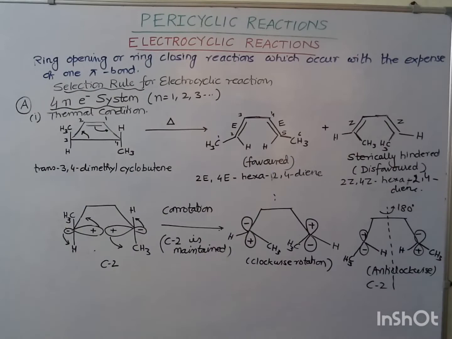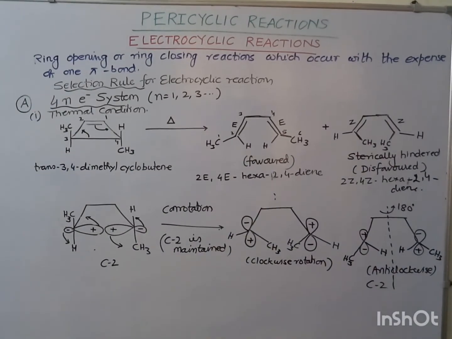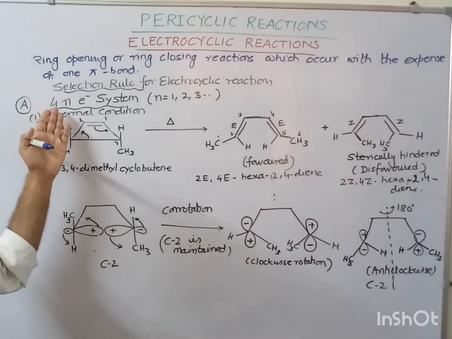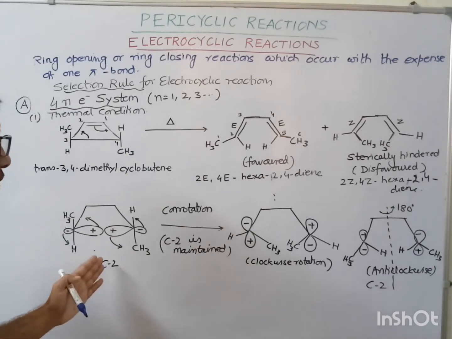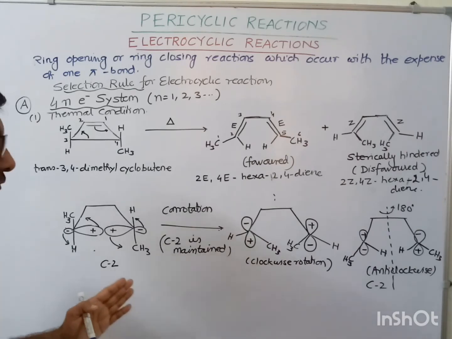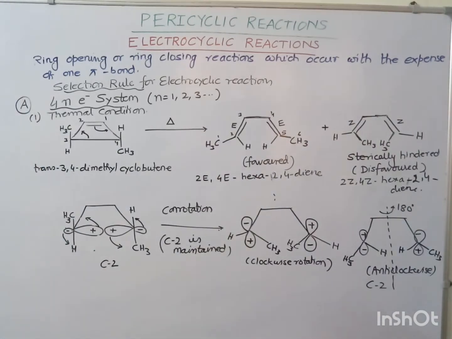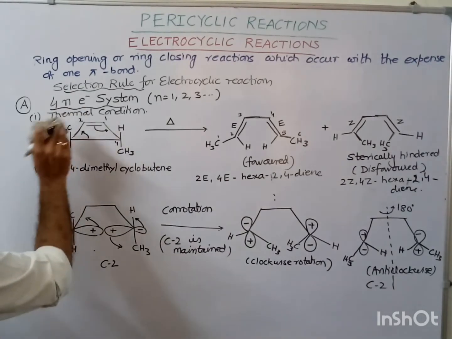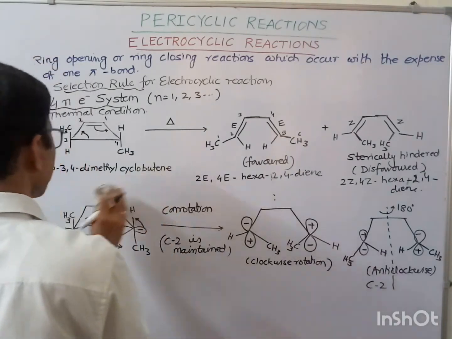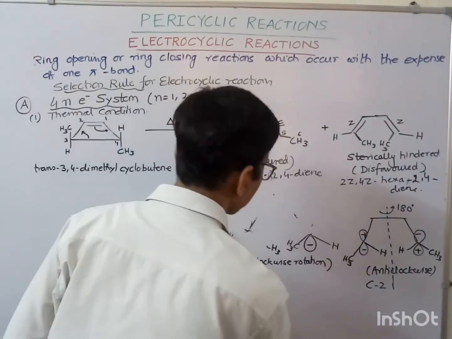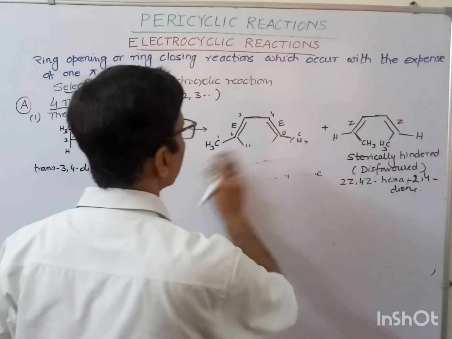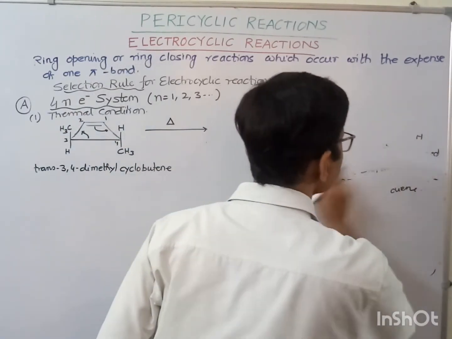So what you have seen is that for a 4n electron system under thermal condition, the orbitals will move in a conrotatory fashion. Now suppose for disrotation, let's see what the result should be when disrotation occurs. So this was the result when heat was passed.